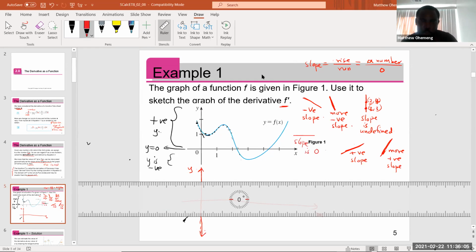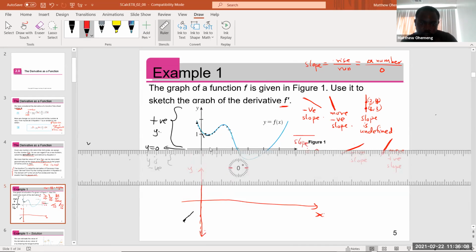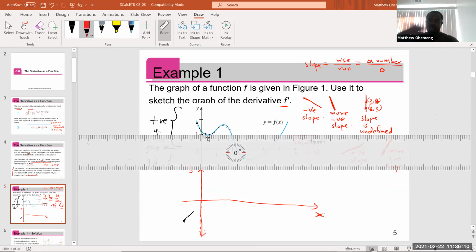So at that point, at the turning point, you notice that the ruler is horizontal. So in that case, what is the slope of that tangent line? The slope of the tangent line is going to be 0. And where on the axis is the y value 0?